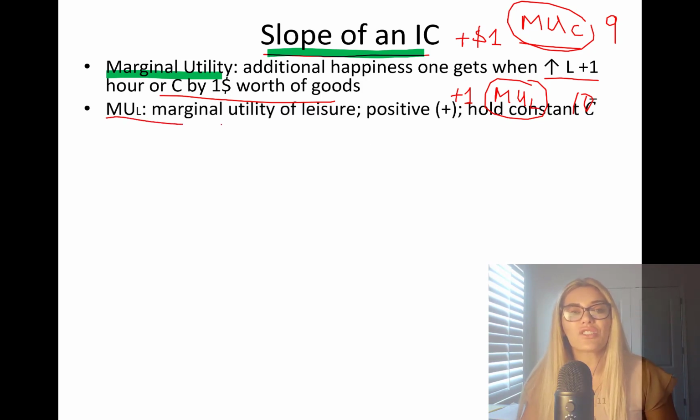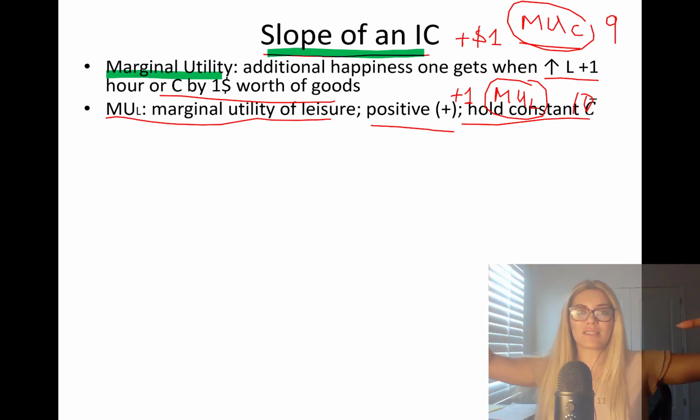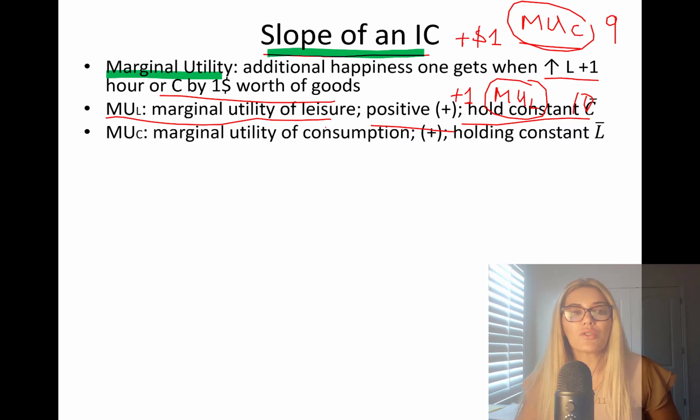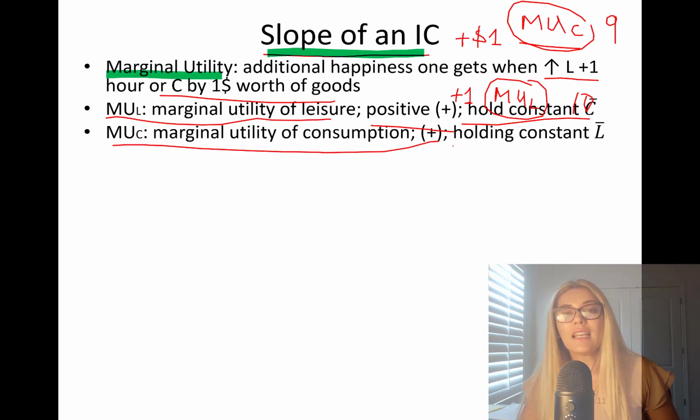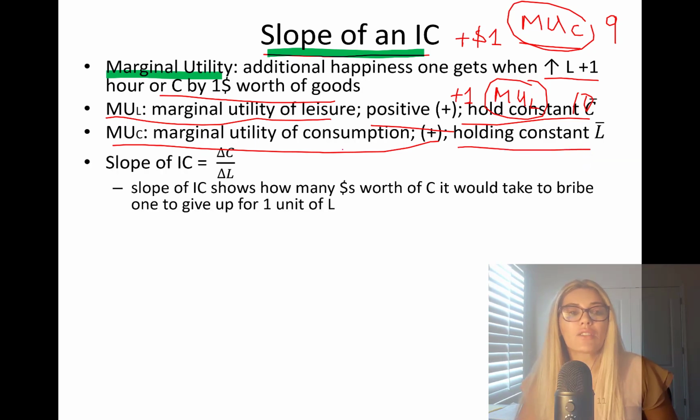Marginal utility of leisure, MUL, is positive, holding consumption constant. So you hold everything else constant. You are increasing your leisure by 1 hour, okay? It's a positive number. Marginal utility of consumption, MUC, is positive again. We are holding constant our leisure when we measure this, okay? So slope of the indifference curve is the change in consumption divided by change in leisure.